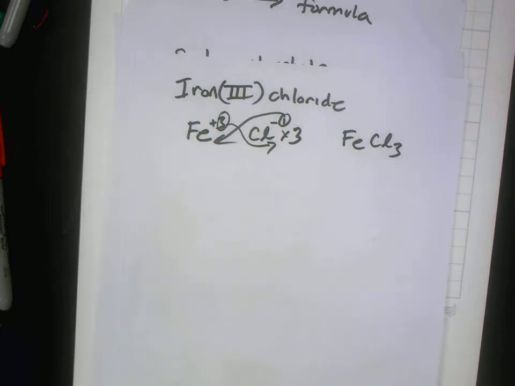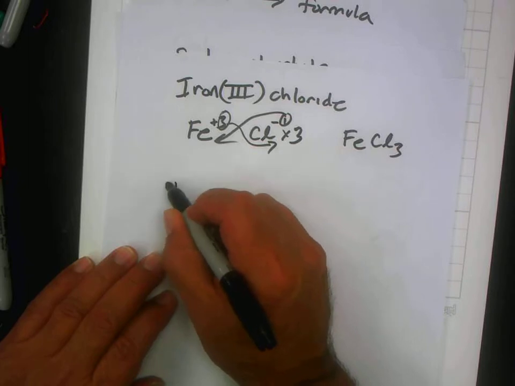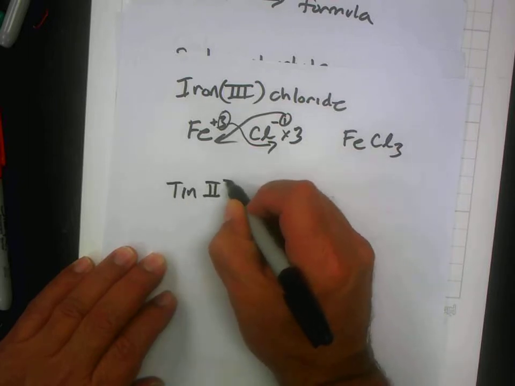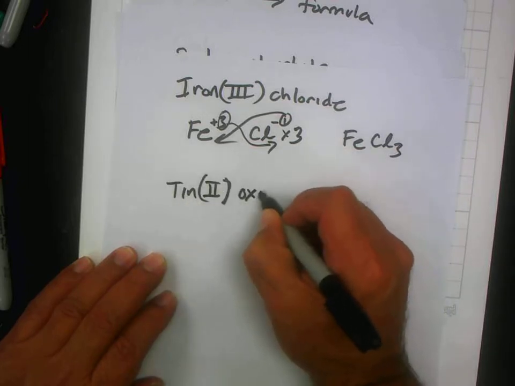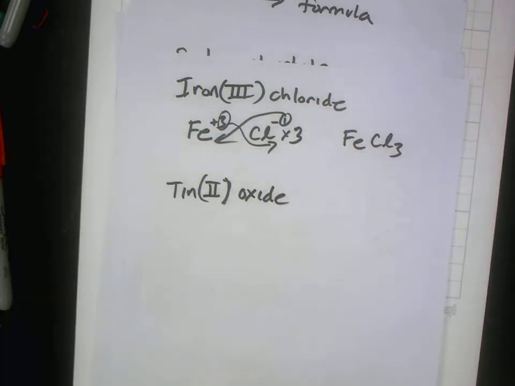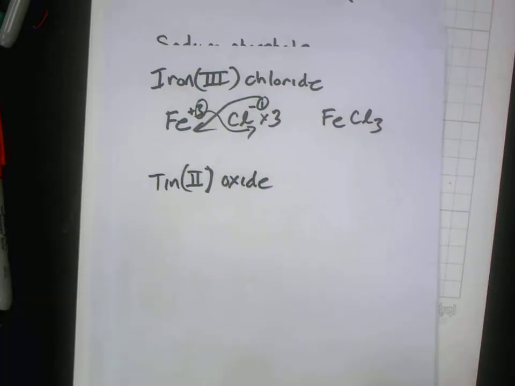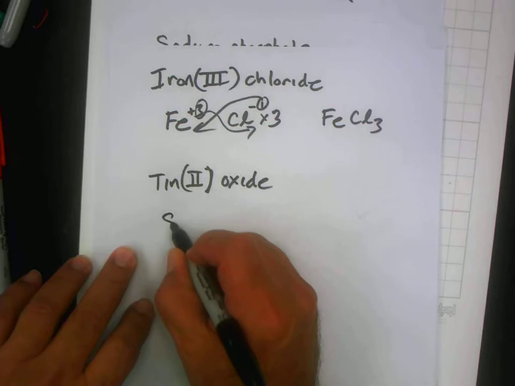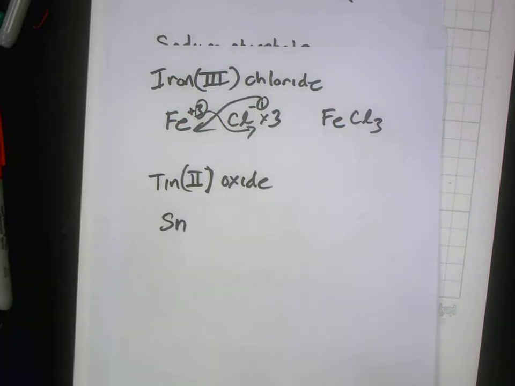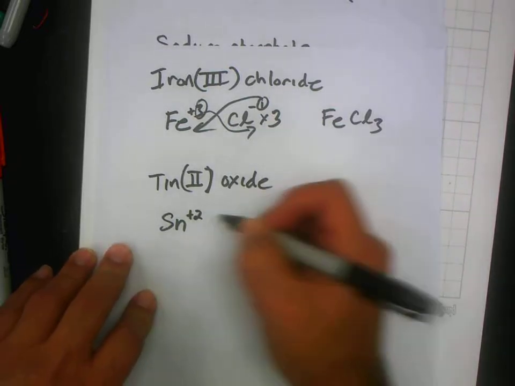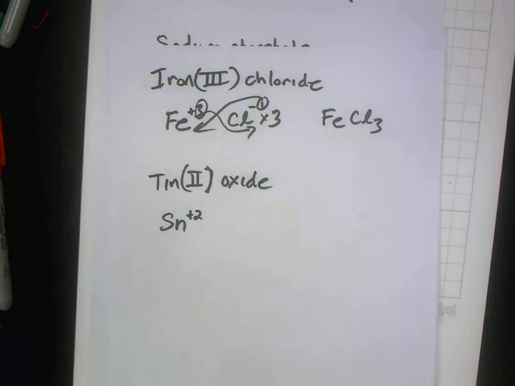Let's do another one. Tin 2 oxide. What's the formula for tin 2 oxide? Okay. Well, if we find tin, it's atomic number 50 on the periodic table. Its symbol is Sn. What's the charge on tin 2? +2, yeah. So that's the charge on tin.